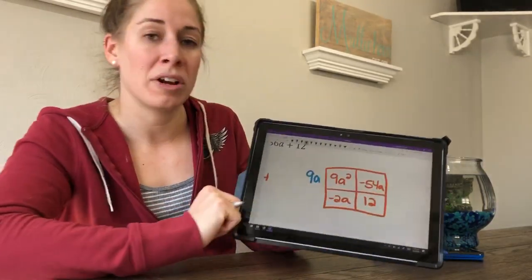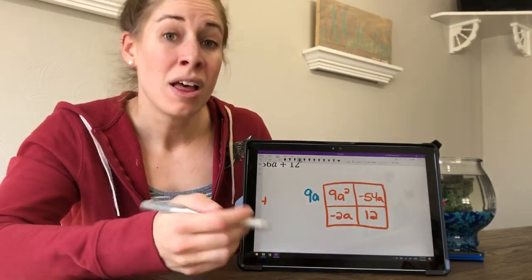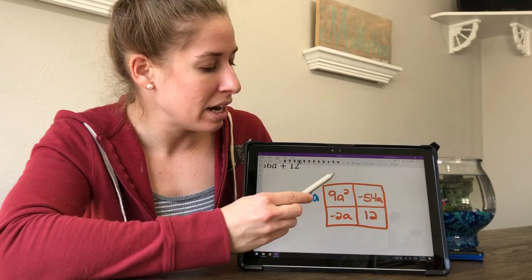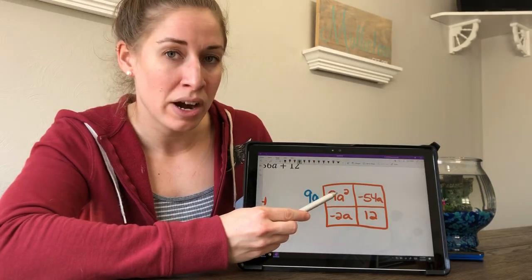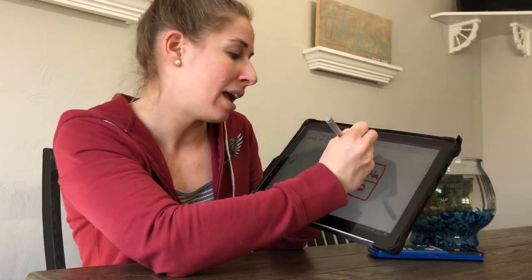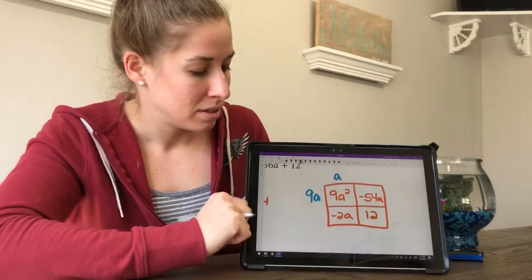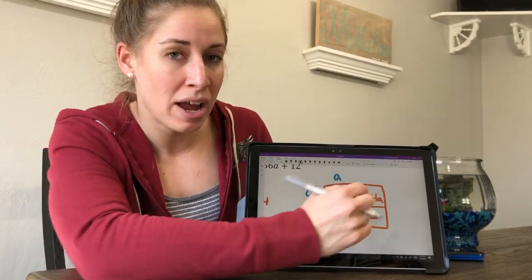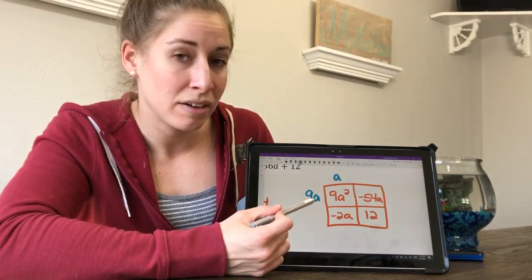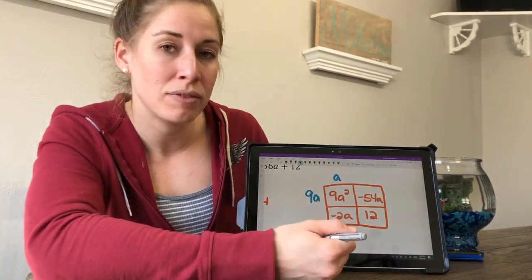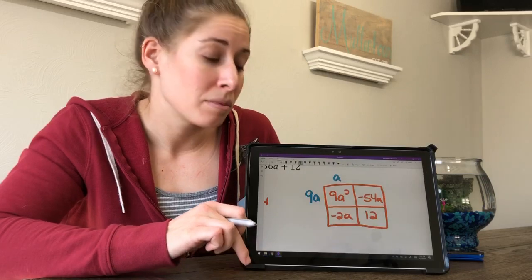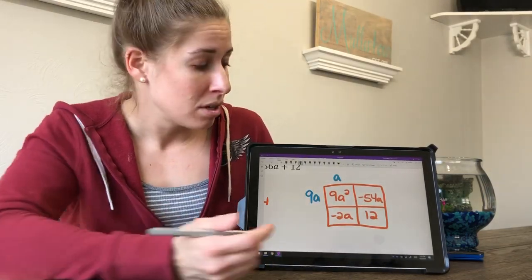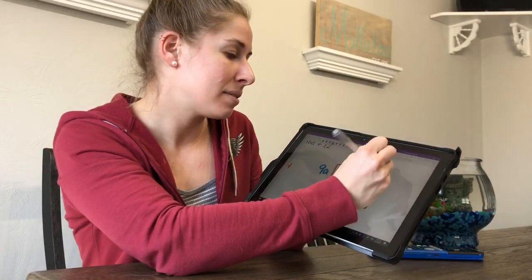And now you're just working backwards through a process of, well, remember that Punnett square, the multiplying? 9a times what here gave you 9a squared? Well, it had to have been an a. 9a times what up here would give you a negative 54a? We've already got the a taken care of, so 9 times what gives you negative 54? Or, if you're dividing, working backwards, negative 54 divided by 9. You should get negative 6.